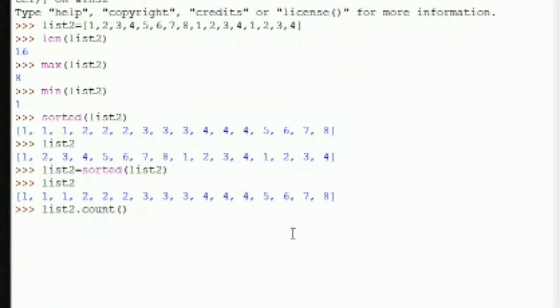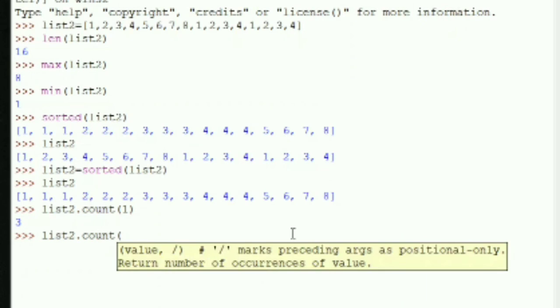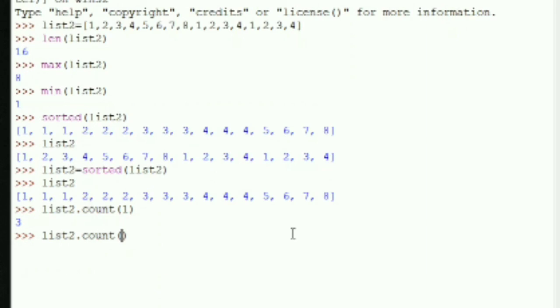There is one more function like count. Count is used to count the number of times a particular value in a list is present. For example, the count of 1 will return the value 3, since the value 1 is repeated 3 times in the list. So list 2 dot count of 1 returns 3 and list 2 dot count of 0 returns 1, since 0 is only present once in the list.